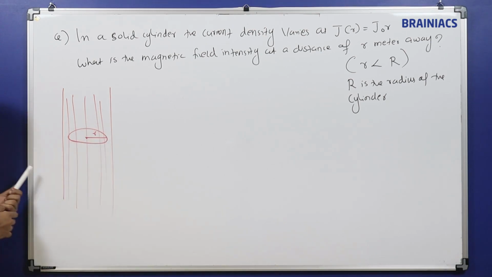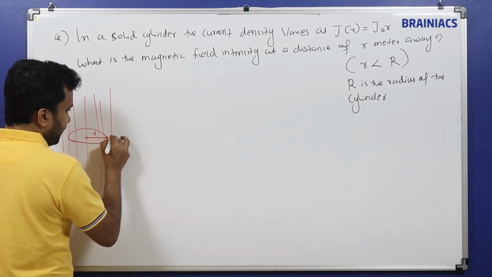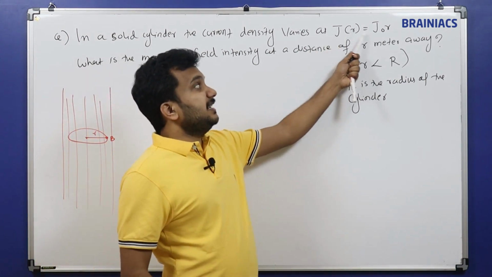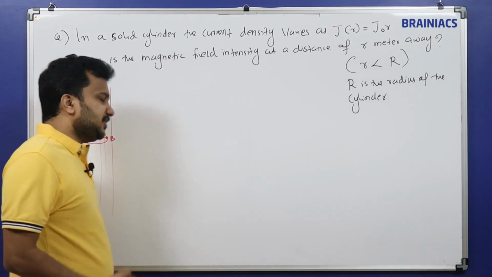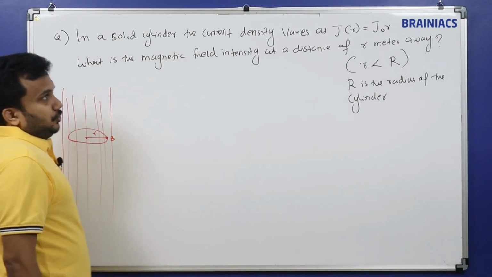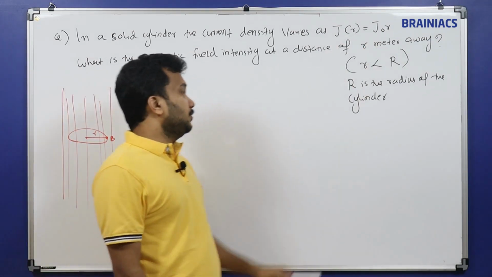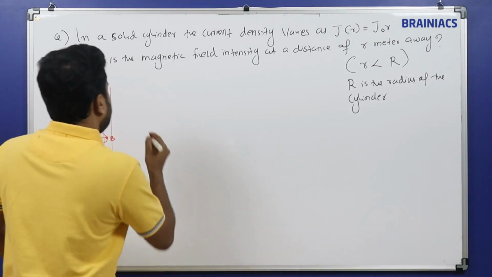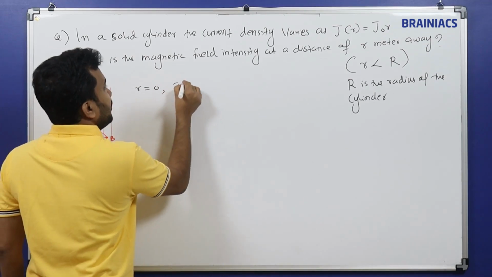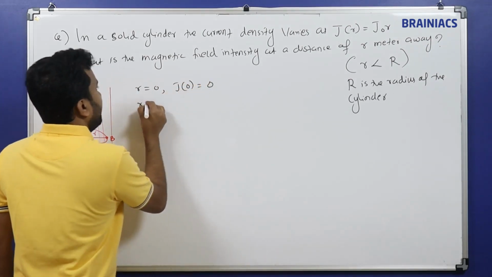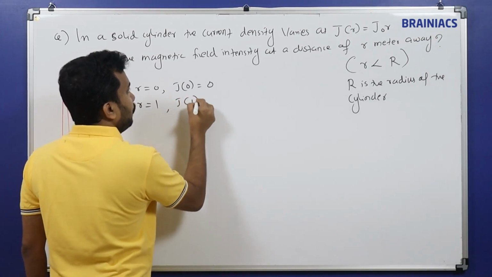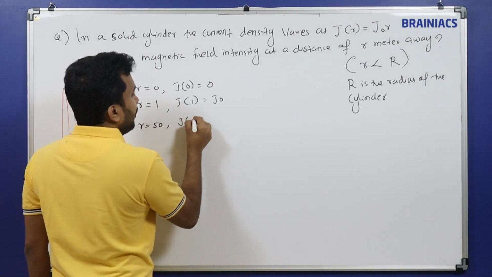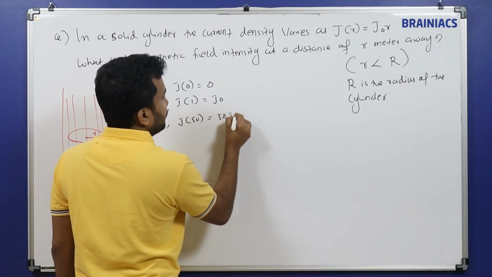Okay. Now here I need to find out the magnetic field intensity. I assumed a Gaussian surface, but the condition is given. The current density varies, which means what? At r equal to 0, which means at the center, the current density is 0. When r equal to 0, J(0) equal to 0. When r equal to 1 meter, J(1 meter) equal to J naught. When r equal to, for example, 50, J(50) equal to 50 times J naught.